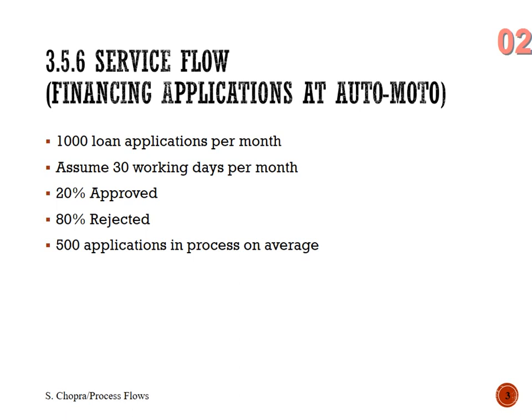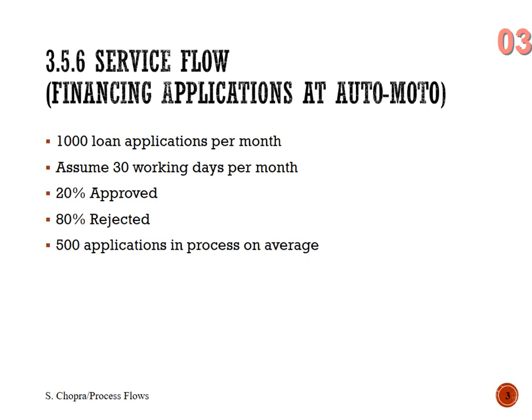Okay, we're going to assume that there's 30 days in a month. They make accept, reject decisions based on an extensive review of each application, and so, just so we can convert into days, we're going to assume that there's 30 working days in a month. They typically approve 20% of their applications and reject 80% of their applications, and there are a total of 500 applications in process on average. Inventory, throughput, or flow time?